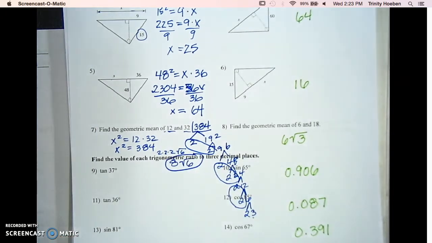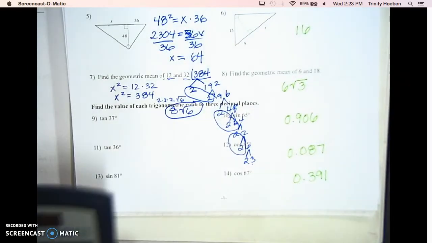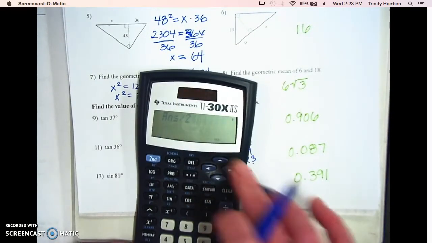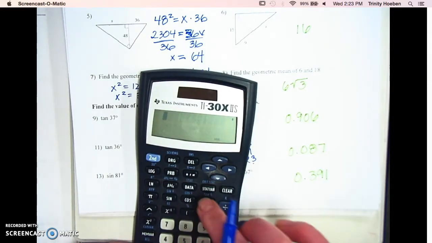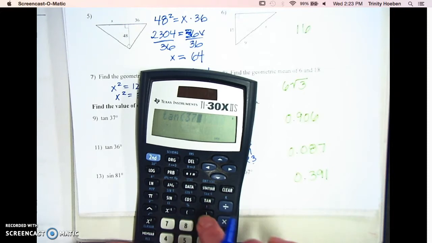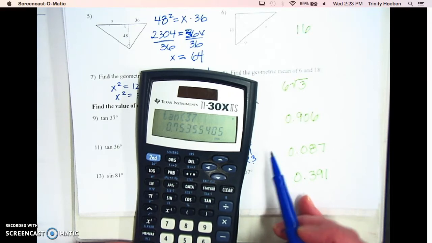And then all you need to do for numbers 9 through 11 is type them in your calculator. So you want to make sure your calculator is in what we call degree mode. It should say DEG there. Then you're just going to hit the tangent of 37, the equal sign, and then it just wants you to round to 3 decimal places.